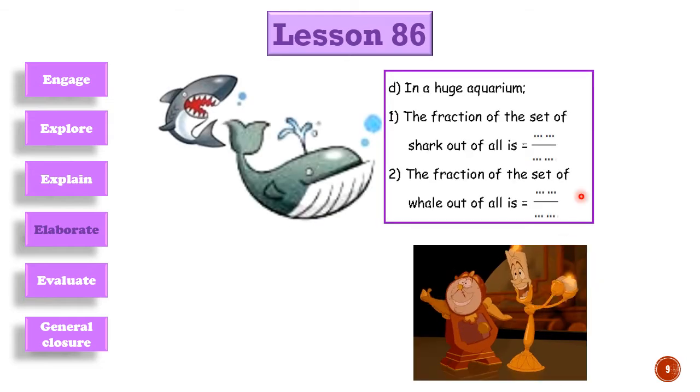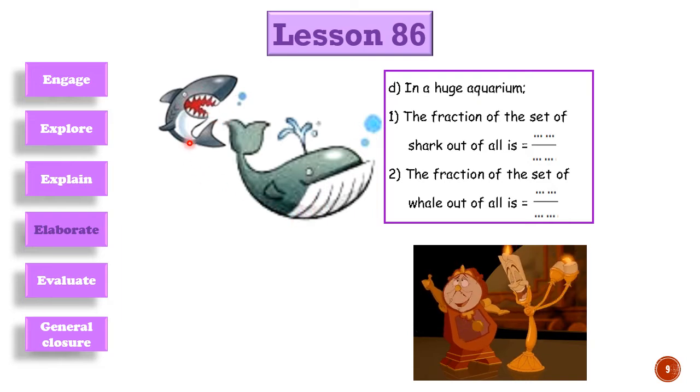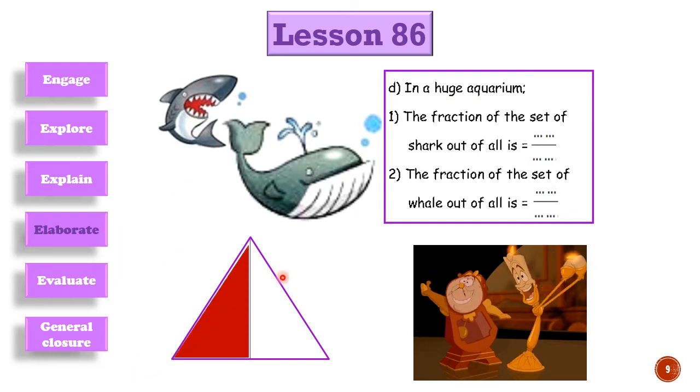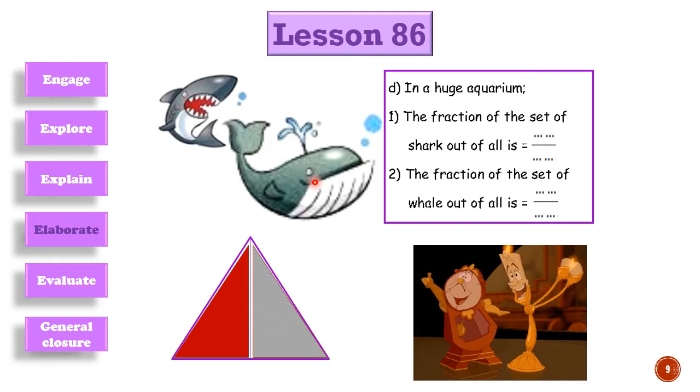Now let's go to this aquarium too. We have here a shark and a whale. This shark and this whale, we want to represent them by a model. We will use, yes, triangle as a model. If we distribute this triangle into how many parts we have here? Just one shark and just one whale. It will be how many parts? Yes, 2 parts. I will divide it into equal parts and color the first part which represents the shark red, and the second part will be shaded in gray. This model represents this aquarium.